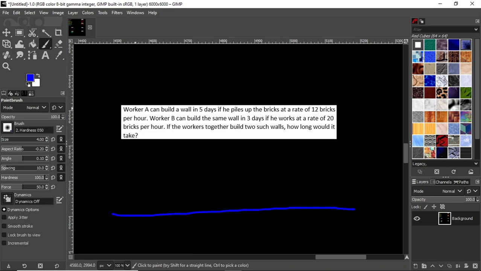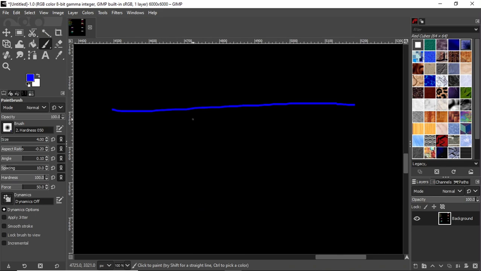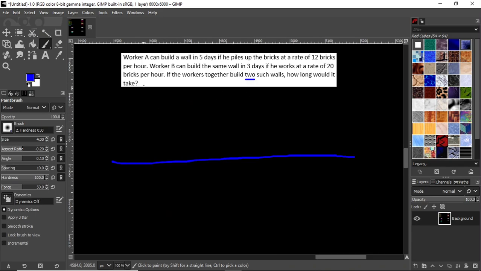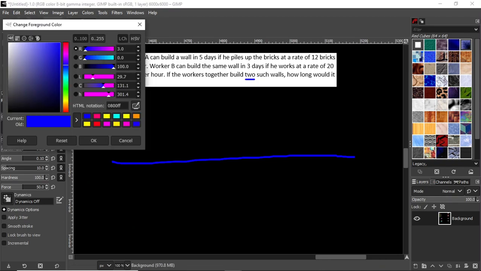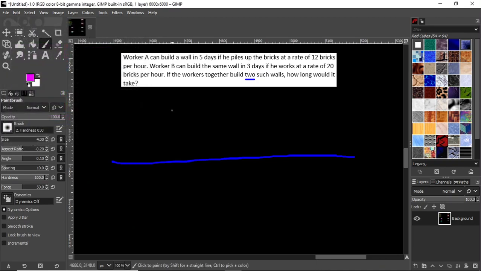Okay, let me read the question first. Worker A can build a wall in 5 days if he piles up the bricks at a rate of 12 bricks per hour. B can build the same wall in 3 days if he works at a rate of 20 bricks per hour. If the workers together build two such walls, how long would it take? So this is what my bird brain from a few years back would simulate the situation as.